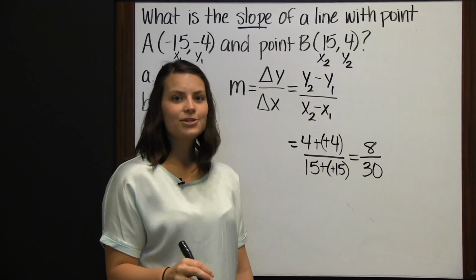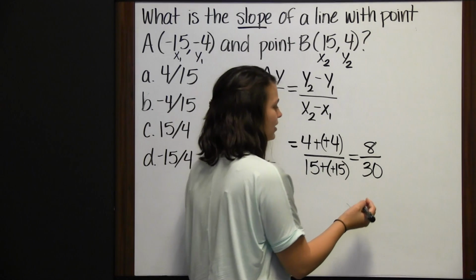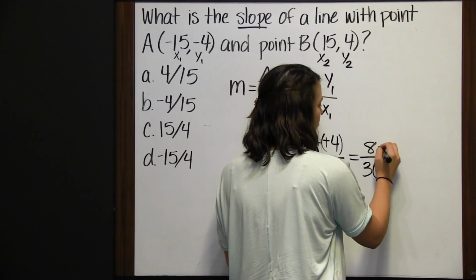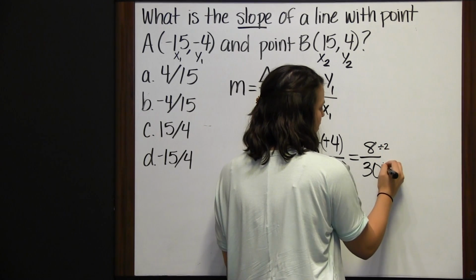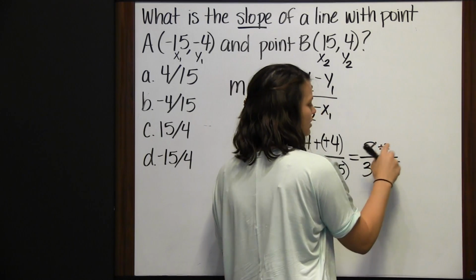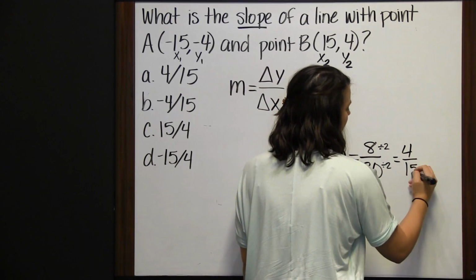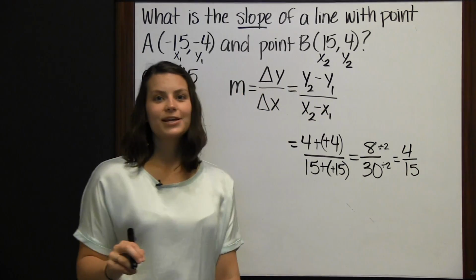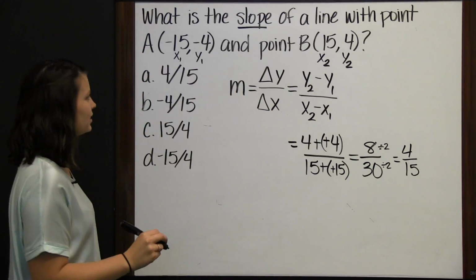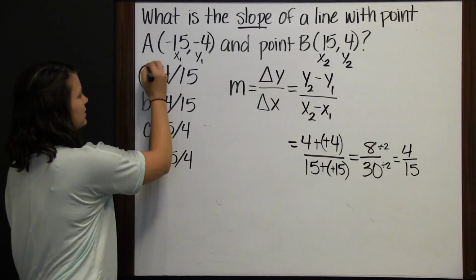Now finally, we need to simplify our fraction. So we can divide both the numerator and the denominator by 2. 8 divided by 2 is 4, and 30 divided by 2 is 15. So that means that our slope is 4/15, which is answer choice A.